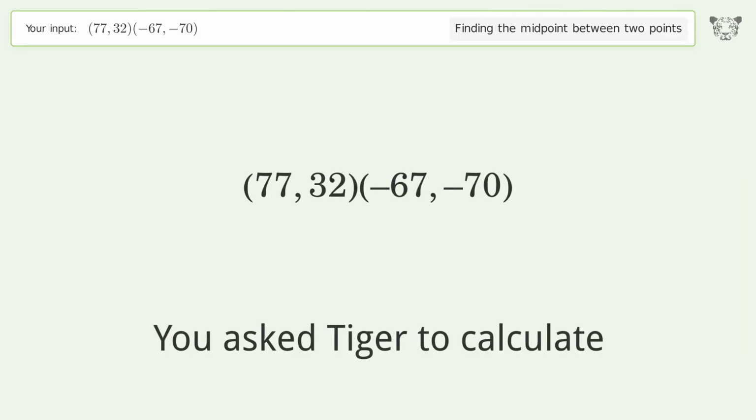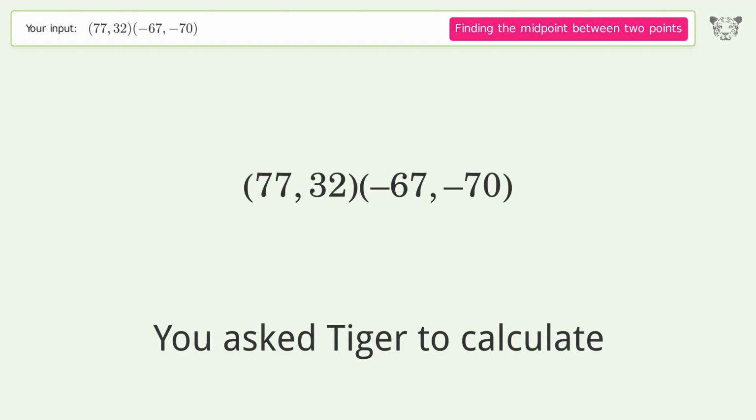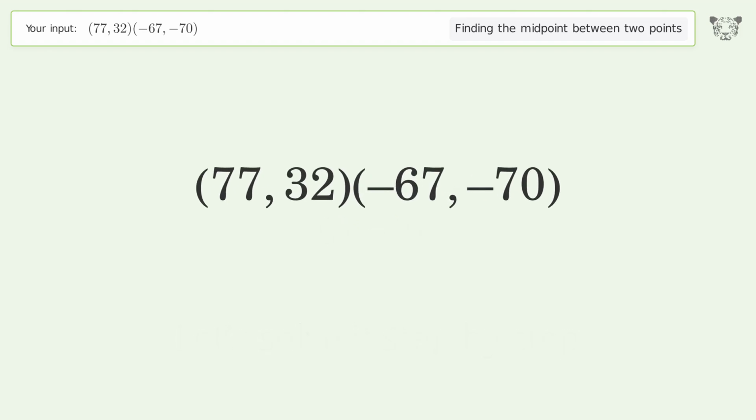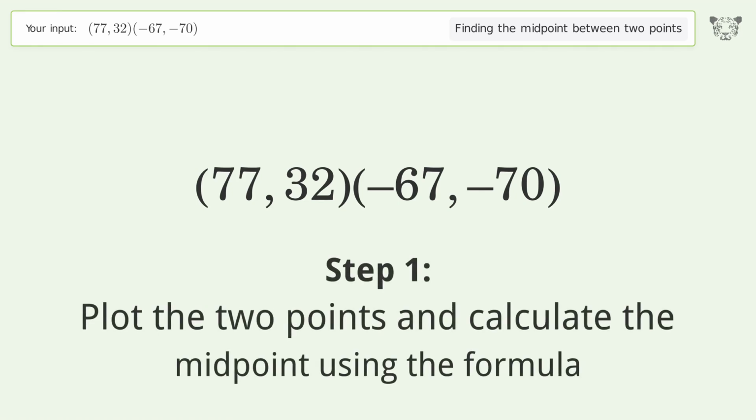You ask Tiger to calculate. This deals with finding the midpoint between 2 points. The midpoint between the 2 points is 5, -19. Let's solve it step by step. Plot the 2 points and calculate the midpoint using the formula.